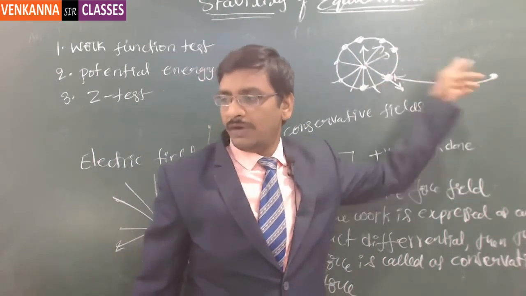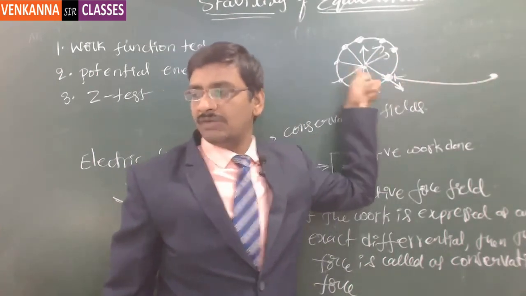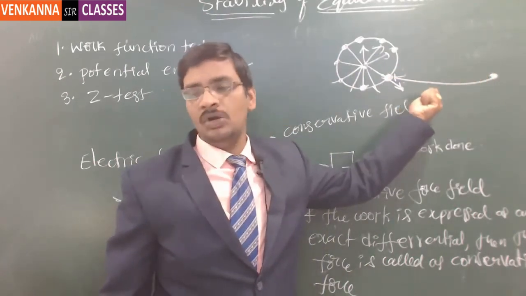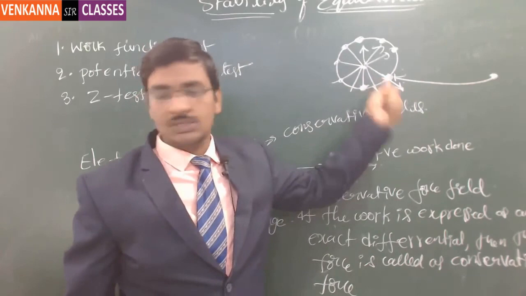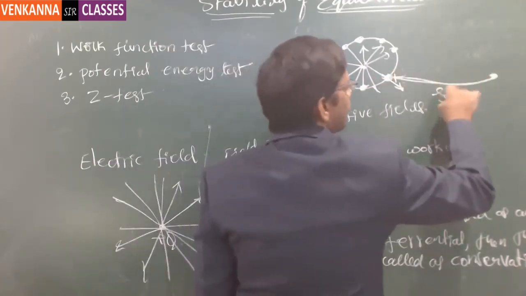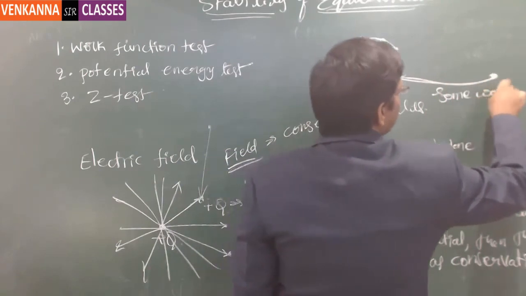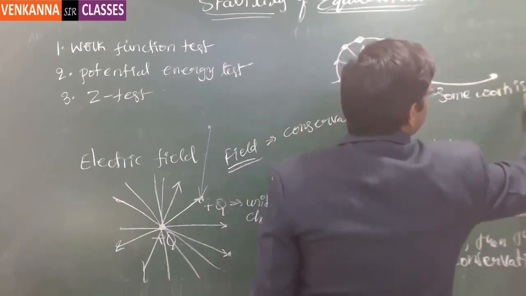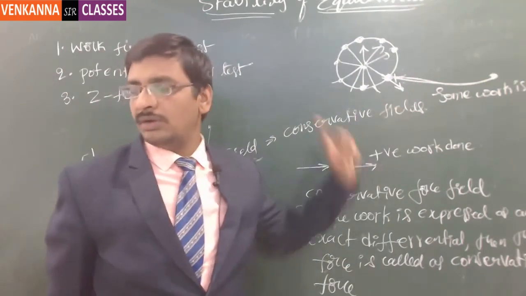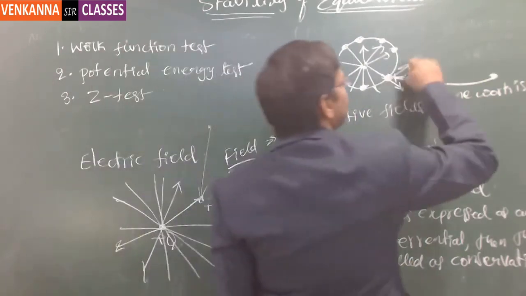If I try to bring it towards this direction, it will try to push away. So I need to apply an external force with my hand to move from there to here. In moving from here to here, I have done some work. This work, whatever I have done, we call the potential at this particular point.